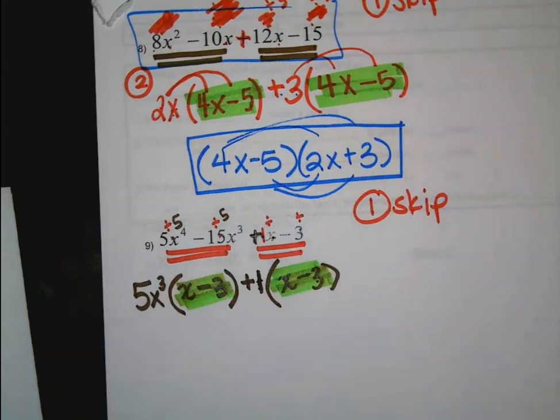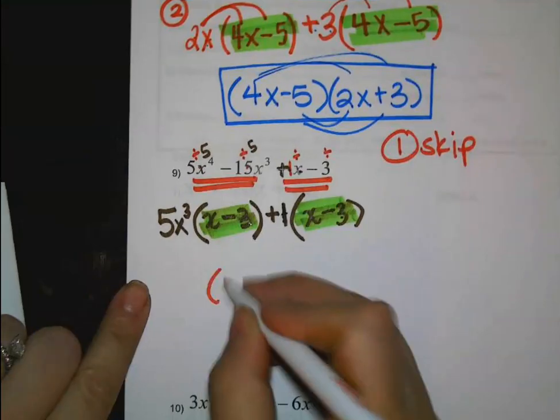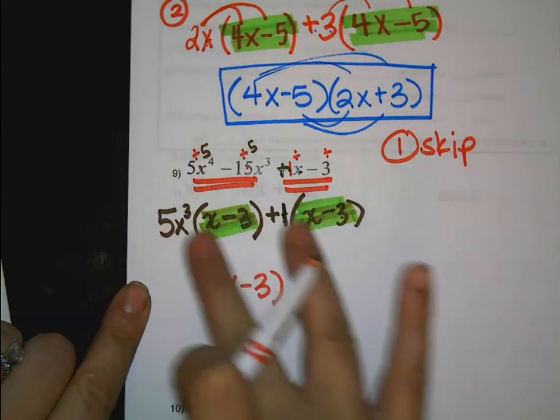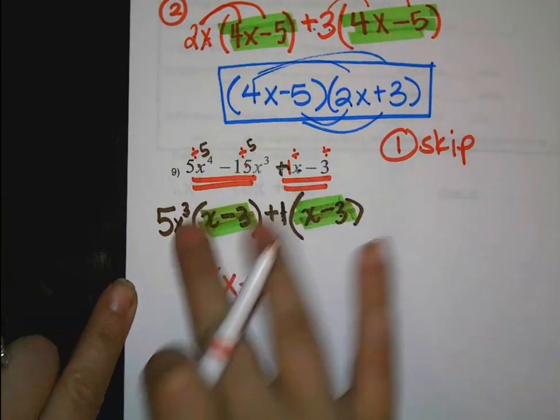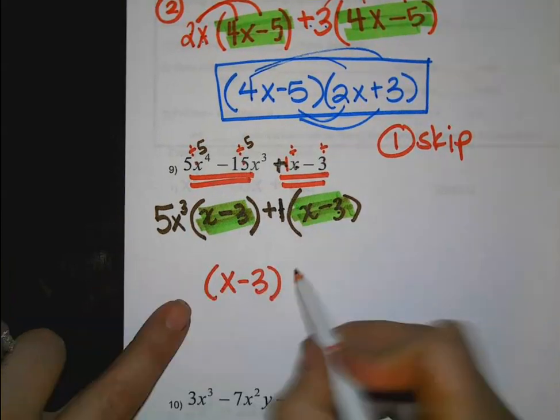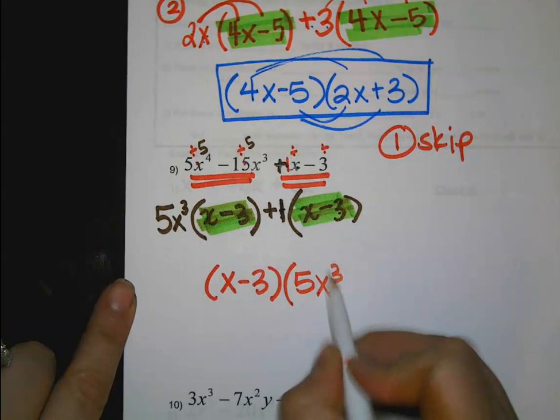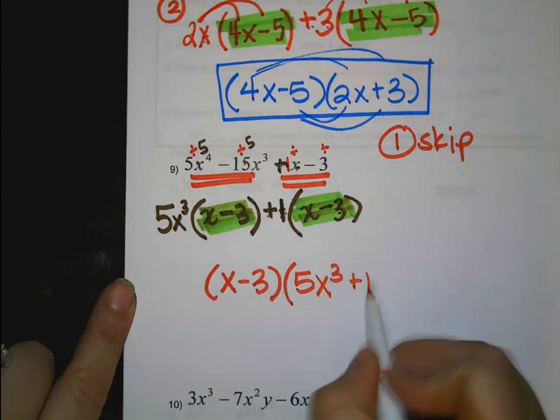So then I'm going to bring that down. And then I'm going to put these two together. I could put them here, or I could put them here. Your choice. I'm going to put them here. So I'm going to put the 5x cubed and the plus 1.